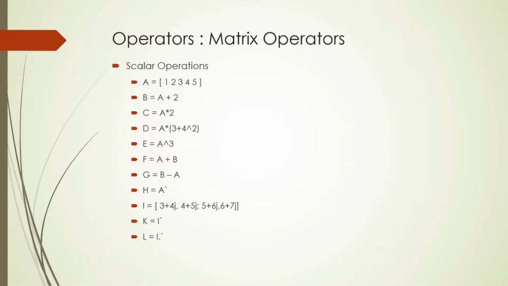First of all, we are going to perform scalar operations where we will define a vector A, and we will perform addition, multiplication, power operations, summation, subtraction, and transpose. Then we will define a complex matrix or vector, and we will perform conjugate transpose and only transpose operators on that vector or matrix. So let's start.